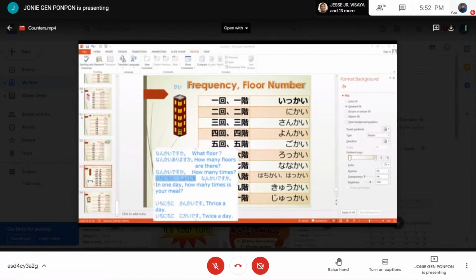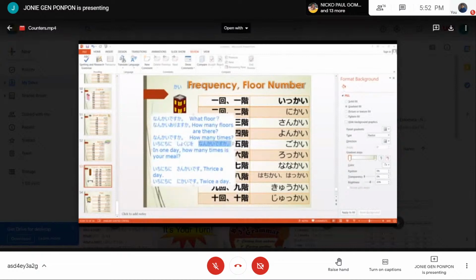1日に食事を何回ですか? Okay, so 1日に3回です。1日に2回です。Or if your meals are more than that, 10回です, jukai desu. Kung gusto mo there are 10 meals in a day for you, kung kumakain ka ng 10 times a day. So those are just possible answers and possible questions using nankai desu ka.